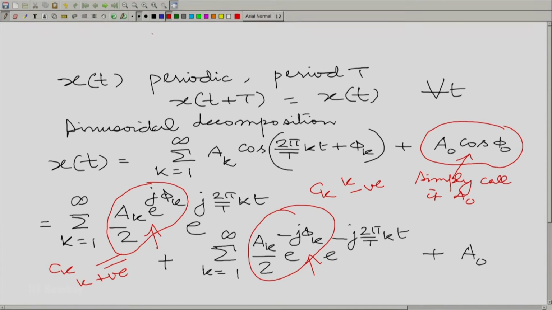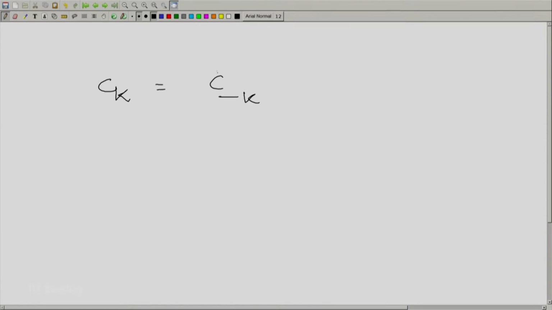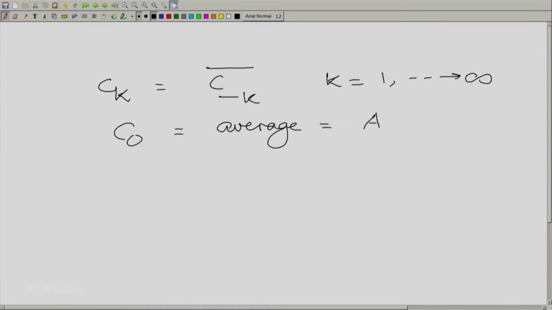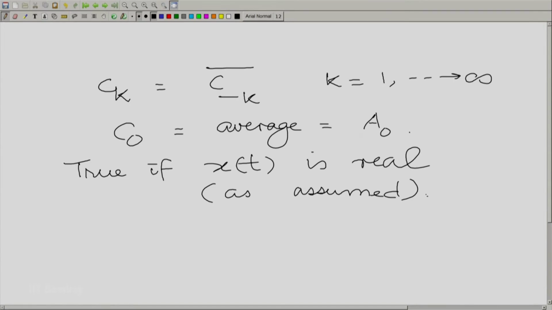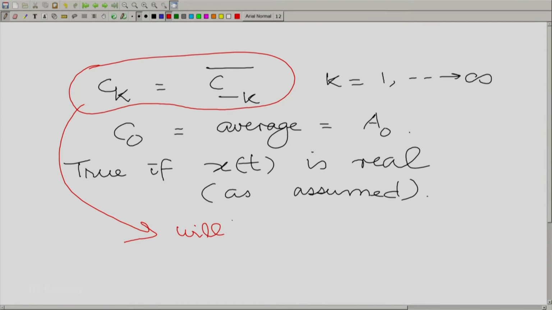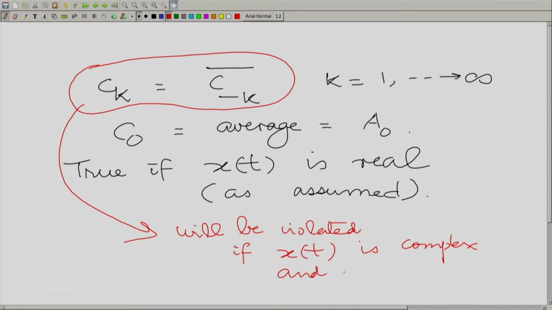So, we will write this down formally. Ck is equal to C minus k complex conjugate for k going from 1 towards infinity. And of course, C0 is real, and it is essentially an average, and that is equal to A0. So, this is true if x(t) is real, and that is what we have assumed when we made a sinusoidal decomposition. But this is where we want to be a little more general now. We do not want to confine ourselves to real waveforms, in which case this can be violated. So, Ck may not be equal to C of minus k complex conjugate if x(t) is not real. Let us write that down clearly: this will be violated if x(t) is not real, that is, complex.